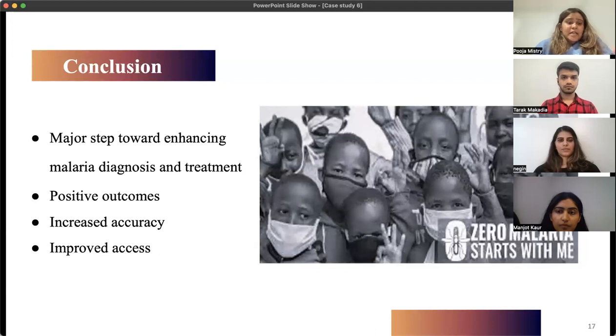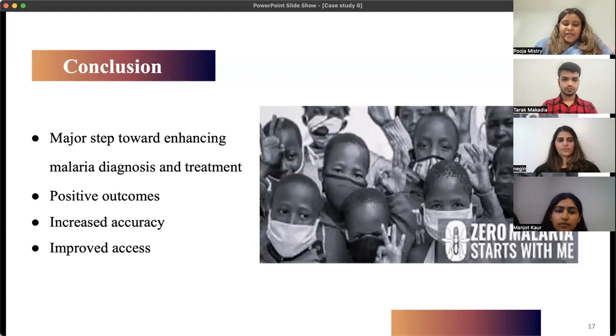The next is about reduced overtreatment. RDTs have helped to cut down the overuse of anti-malarial medications. RDTs have aided in preventing medication abuse and the development of drug resistance by identifying the presence of malaria prior to starting the therapy. The next is cost effectiveness.